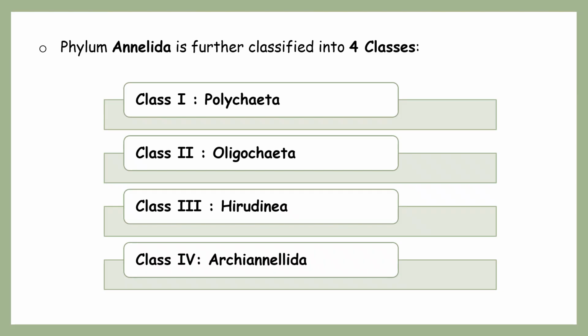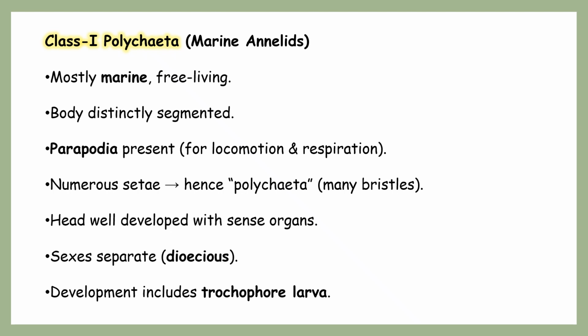This phylum Annelida is further classified into four classes: class 1 Polychaeta, class 2 Oligochaeta, class 3 Hirudinea, class 4 Archiannelida. So let's see their further classification.